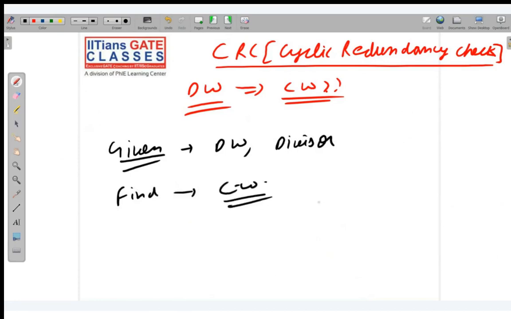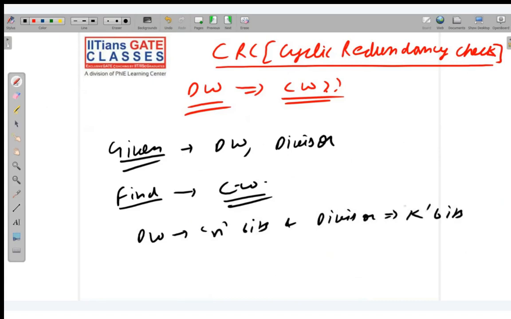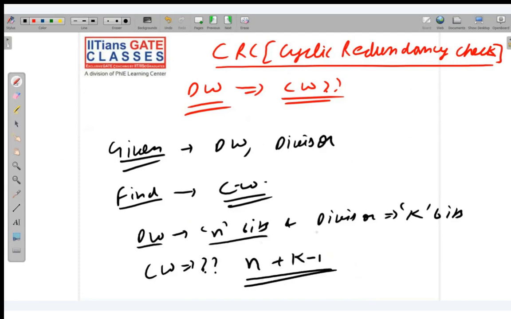Let me build the background first. Let us suppose the data word is of n bits and the divisor is of k bits. What will be the length of the code word? Code word length will be n plus k minus 1. First of all, you should know this: the data word is of n bits, the divisor is of k bits, and the code word will be of n plus k minus 1 bits. How will we get it? Don't worry, we will study that. This simple question can be asked: in CRC, if the data word is of n bits and the divisor is of k bits, what will be the size of the code word? The size of the code word will be n plus k minus 1.